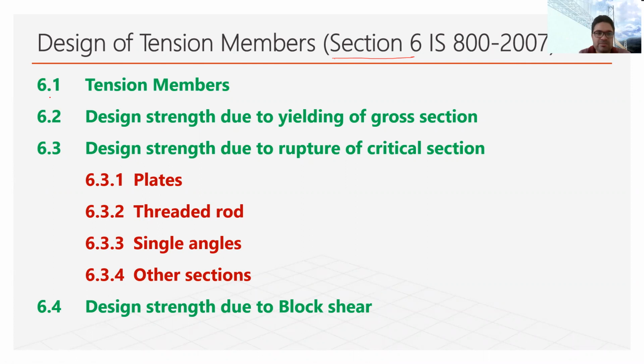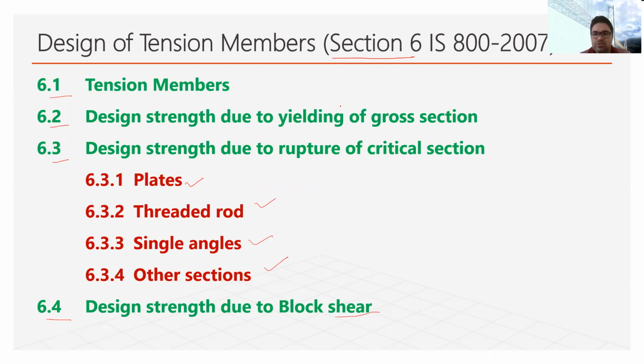Section 6.1 is about the tension member, then 6.2 is about the strength of tension member due to yielding, then the design strength of tension member due to rupture of critical section in case of plates, in case of threaded rods or single angles and other sections. Then Section 6.4 is about the design strength of tension member in block shear.